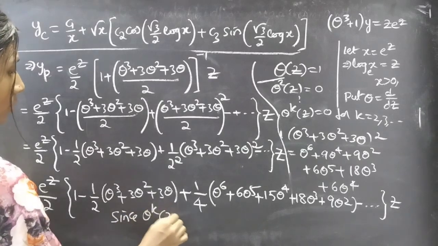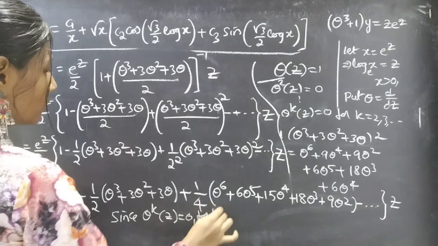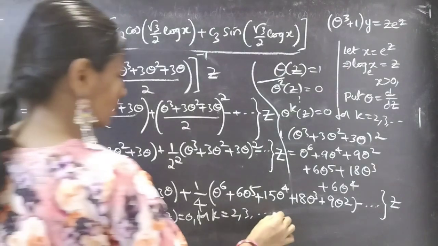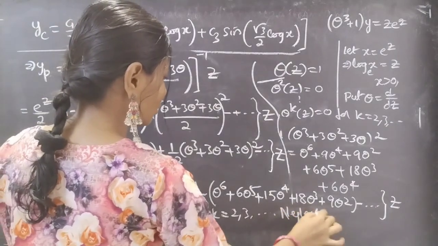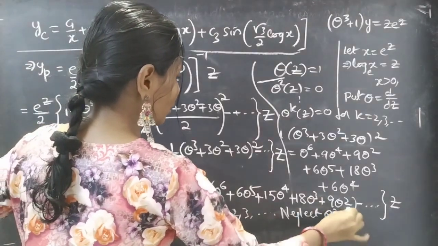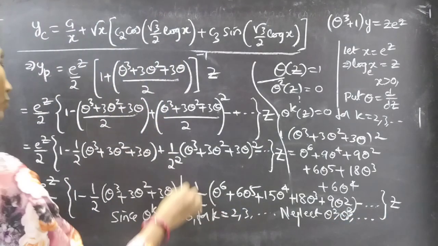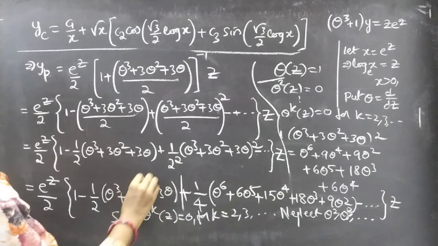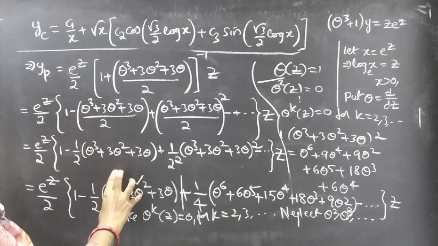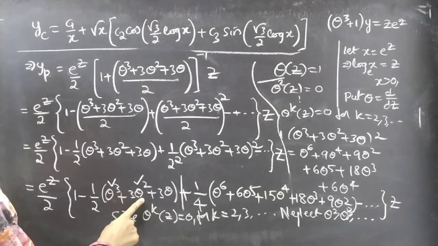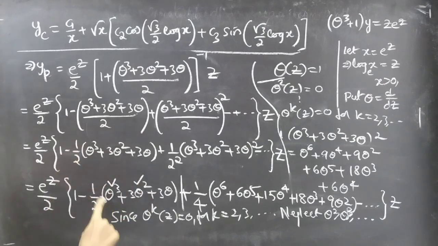Since theta power k of z is 0 for k equal to 2, 3 and so on, we neglect theta square, theta cube and so on. So we are going to neglect all the terms from here and also the terms involving theta square and theta cube from the second term, because theta cube is the highest derivative of z. Theta cube of z is 0. Likewise, theta square of z is also 0. So we will neglect theta cube and theta square from the second term.